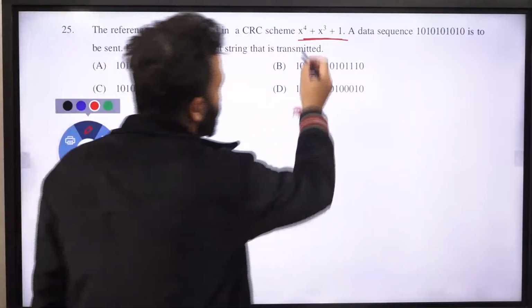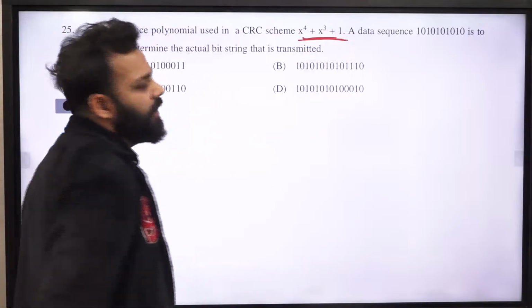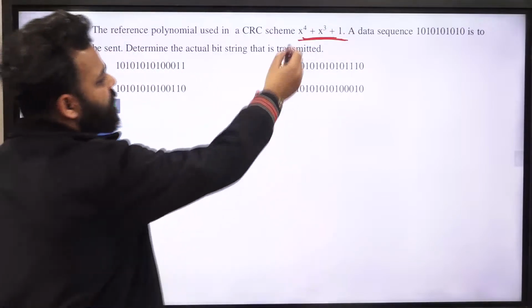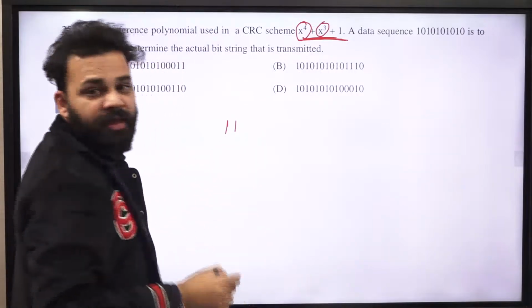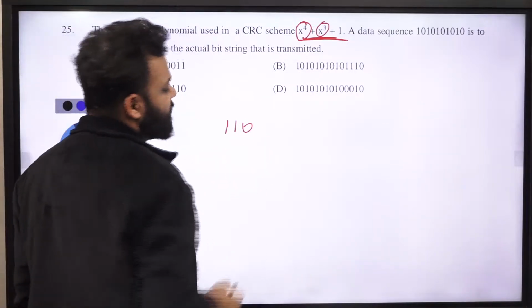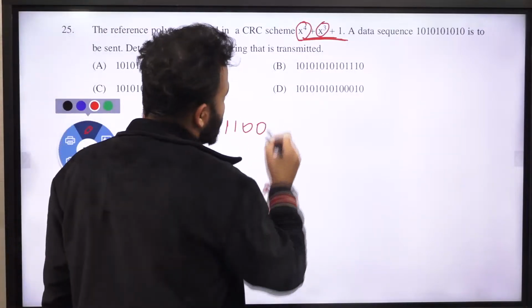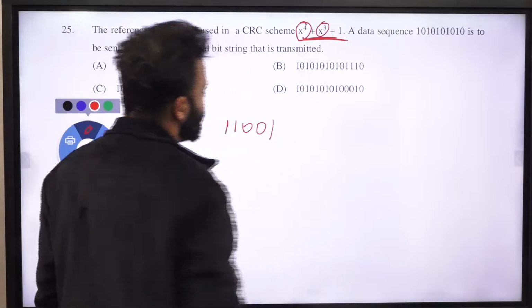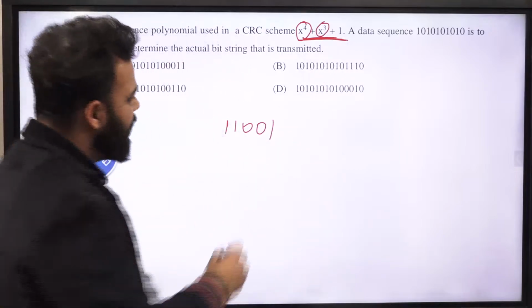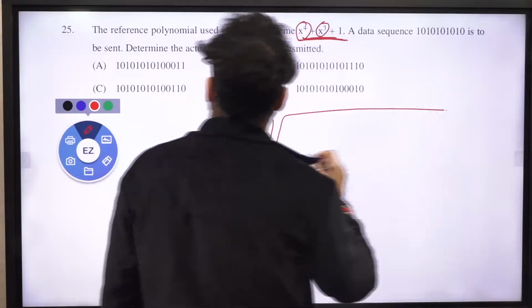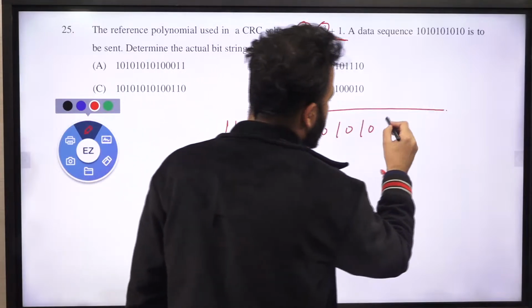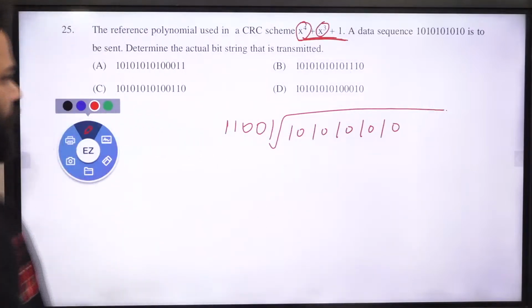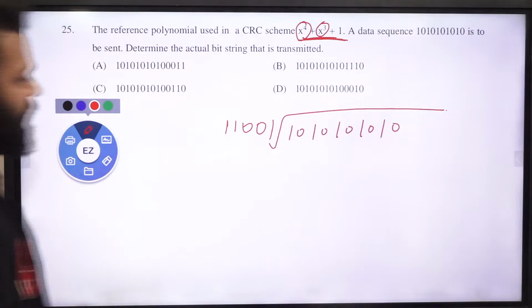So first of all, x4 plus x cube plus 1. So x raised to power 4, we will put 1 here. X raised to power 3, we will put 1 here. X raised to power 2 is not there. X raised to power 1 is not there. And x raised to power 0 is there, which is equal to 1. So this is the CRC, and the data given is 1 0 1 0 1 0 1 0 1 0. So 5 times 1 0 we have been given.